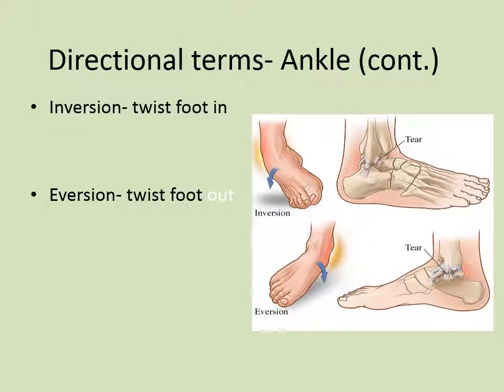More directional terms for the ankle include inversion, which is basically twisting the foot in or twisting the big toe in towards the shin, and that can cause injuries. But so can eversion, or twisting the foot out, so the big toe would come out away from the shin.